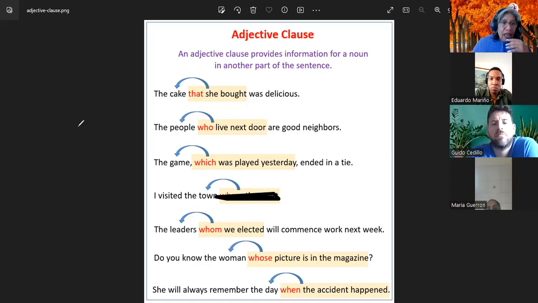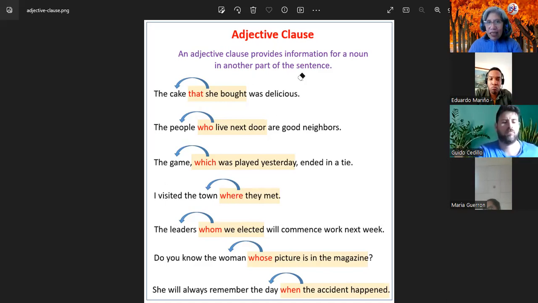But if I said, I visited the town where they met, okay, it's a specific town. Is it the town where your brother and his wife met, or the town where your mother and your father met? That is why the additional information is necessary, either after the subject or after the complement. Okay, is that clear, Guido, now? That it can be in the middle or at the end.